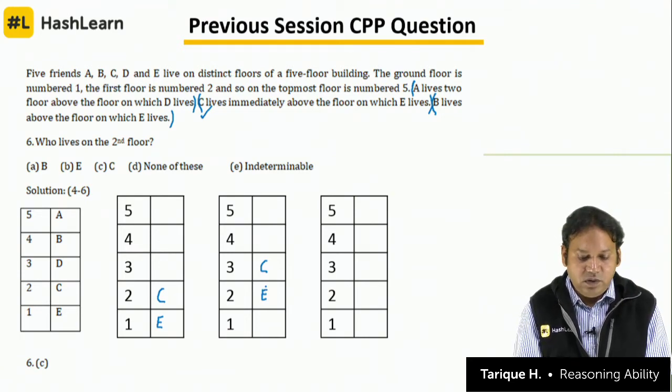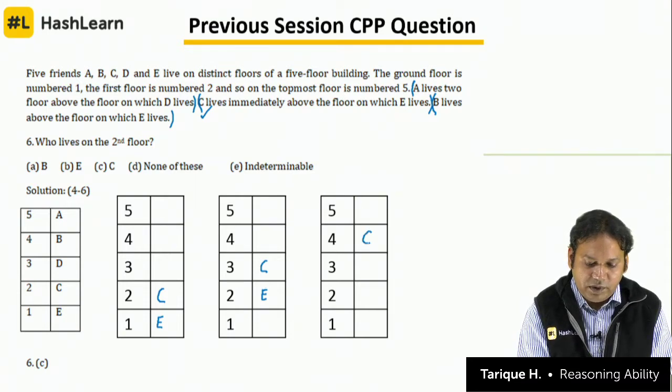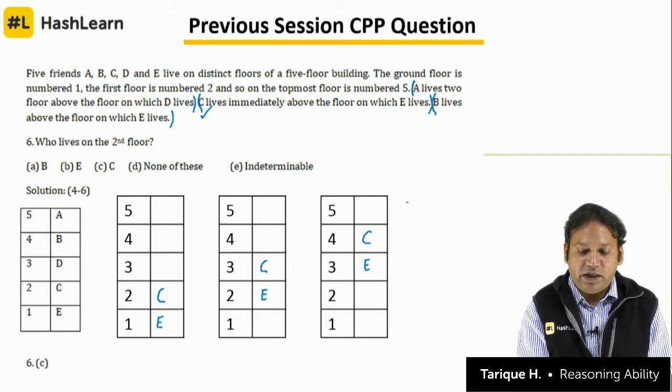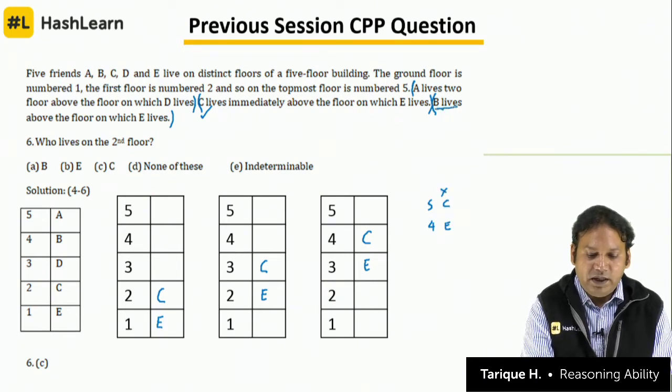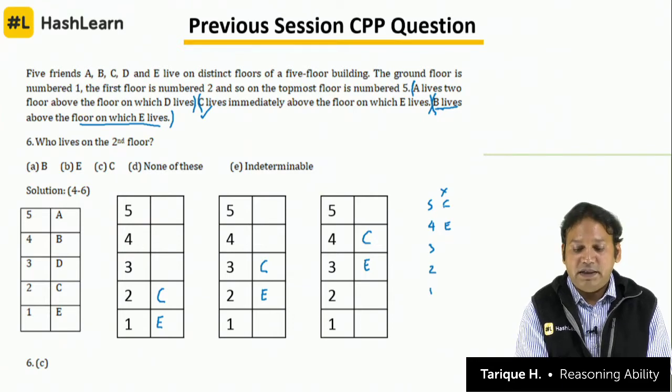Clear? That is also one option. Or we can even say that C can be on 4 and E can be on 3. सिर्फ यही 3 ऑप्शन है, फोर्थ ऑप्शन नहीं। We can't take C on 5 and E on 4. This we can't take. Why? Because we know that B lives above the floor on which E lives. तो इस केस में अगर हम लेते हैं 5 4 3 2 1 और अगर मैं C को 5 में और E को 4 में लेता हूँ, तो B के लिए कोई जगह नहीं है, there is no place to put B. That is why I am not taking this fourth case. It is not feasible in the question.